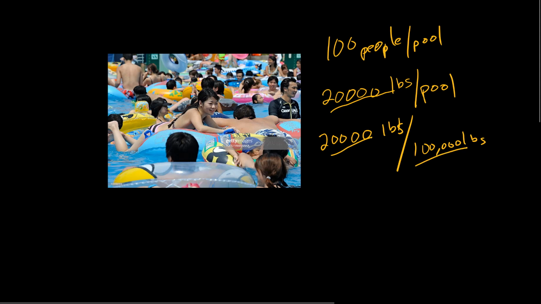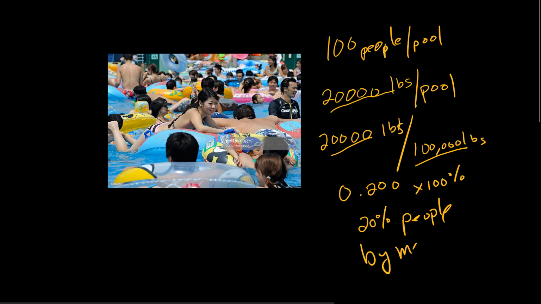So if we took 20,000 divided by 100,000, we would get 0.200. And if we multiply that fraction by 100%, then we would get 20%. So we would say 20% of the mass of that solution. And when I say solution, I mean the pool and the people. 20% of that is people. So it's 20% people by mass.